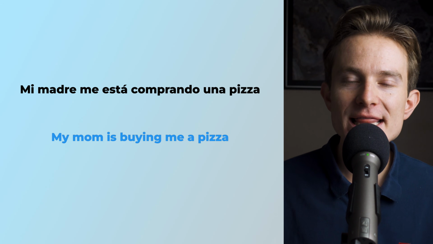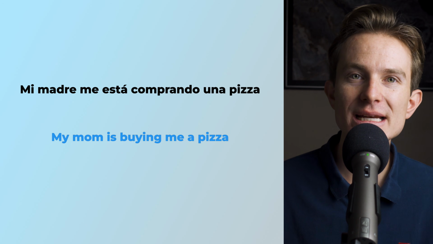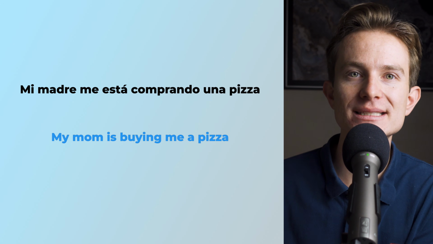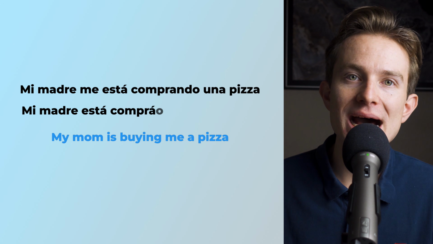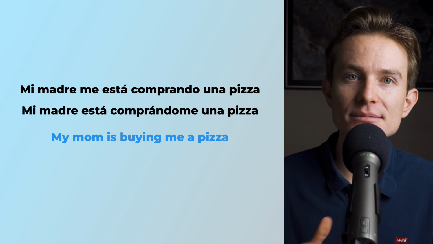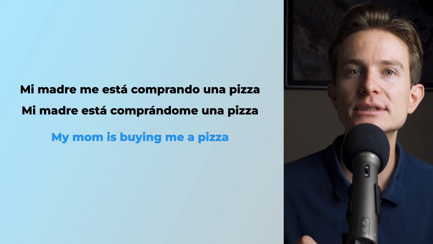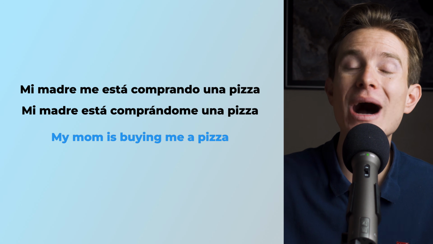Now, do you remember how I said that we always need to put the direct or indirect object pronouns before conjugated verbs in sentences? Well, that is always true. However, we also have a few other options. Mi madre me está comprando una pizza. We can also say, mi madre está comprándome una pizza. So when it comes to the gerund, or the idea of the ing, the present progressive, we can attach our object pronoun onto the end. So you can do either or.